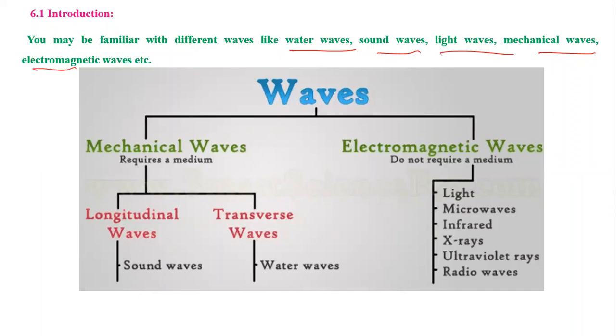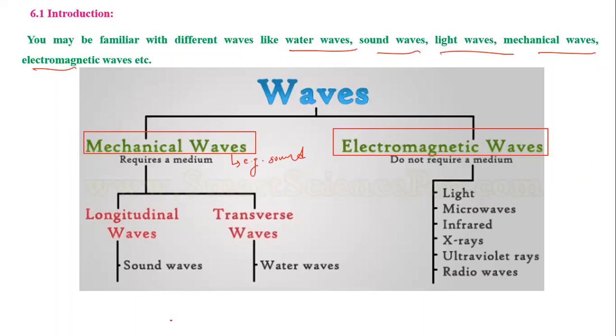Electromagnetic wave. But basically the wave is classified into two broad classes. The first one is mechanical wave and the second one is electromagnetic wave. Let me tell you an example of mechanical wave. An example of mechanical wave is sound. An example of electromagnetic wave is sunlight, X-ray, gamma rays, UV rays. These are examples of electromagnetic wave.